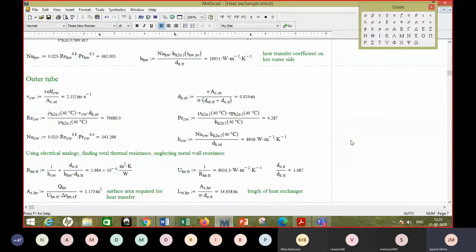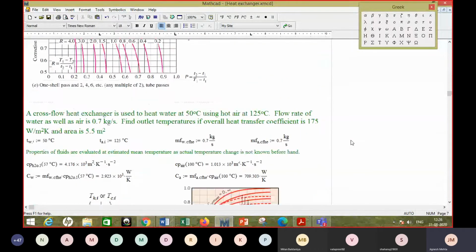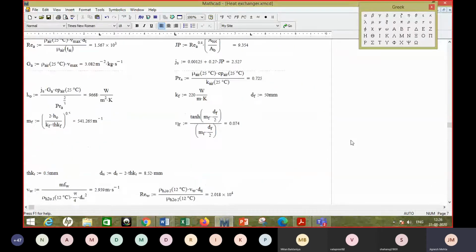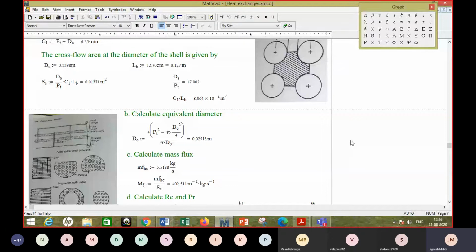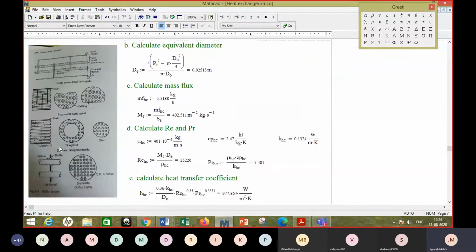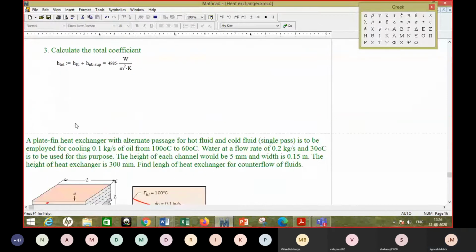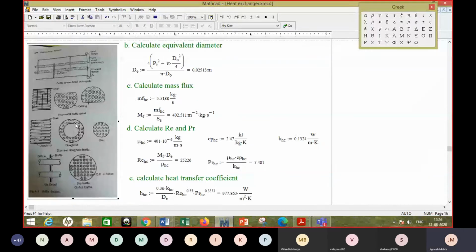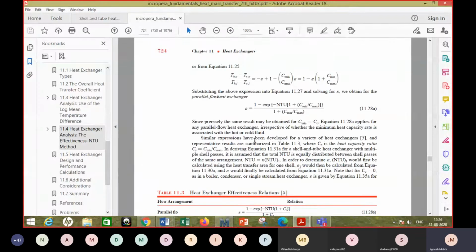Now I'm not very sure whether you have understood the configuration of the shell and tube type of heat exchanger or not. I think I'll be able to show you one diagram with the help of which you will be able to understand the configuration. So this diagram, I think this diagram can help you to understand the configuration. Let me check if it is there in the book.